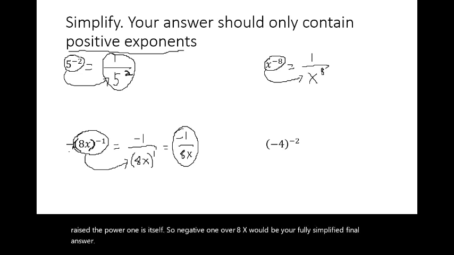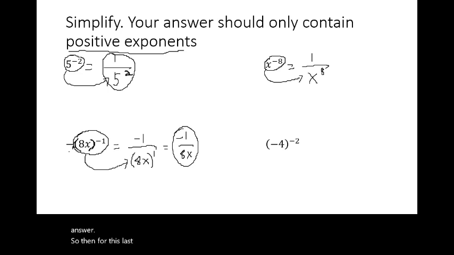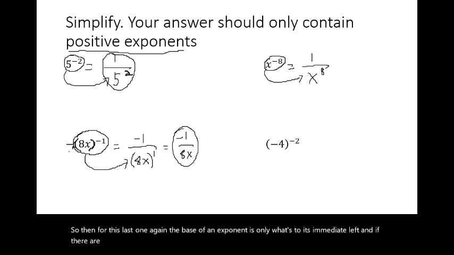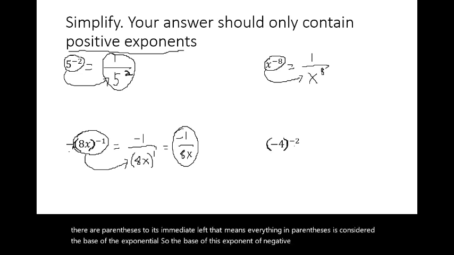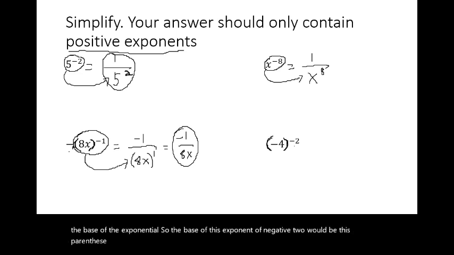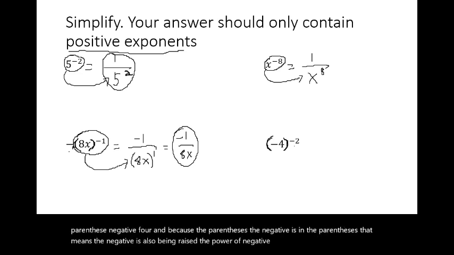So then for this last one, again, the base of an exponent is only what's to its immediate left. And if there are parentheses to its immediate left, that means everything in parentheses is considered the base of the exponential. So the base of this exponent of negative 2 would be this parenthesis negative 4. And because the negative is in the parentheses, that means the negative is also being raised to the power of negative 2, and that means the negative is part of the exponential.